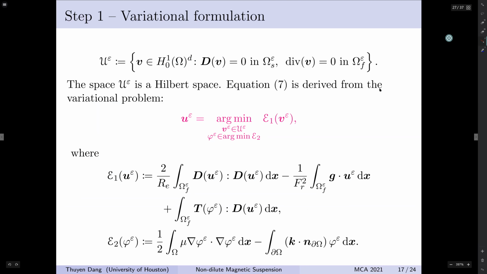So let's come to the proof of our theorem. The first step, we introduce the variational formulation. First, we introduce the admissible space U epsilon. Of course, we can show that U epsilon is actually a Hilbert space, and then equation 7 we can rewrite as the variational formulation here, where you have E1 and E2, those energy functionals.